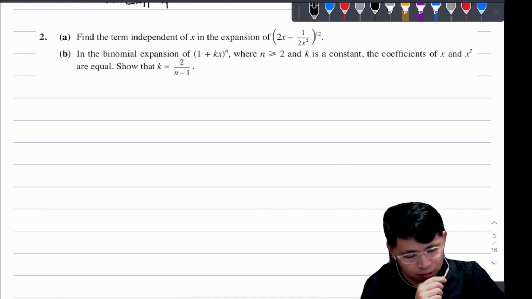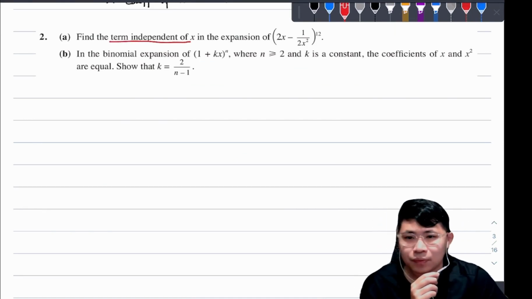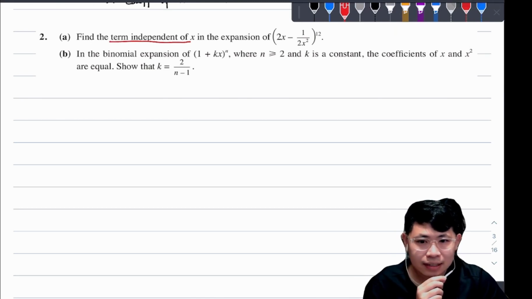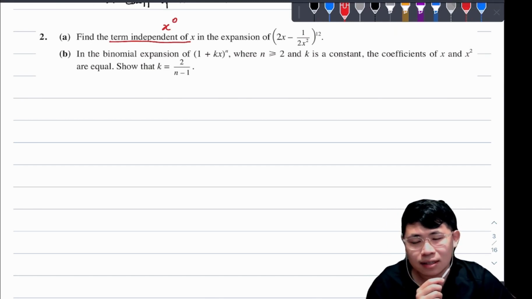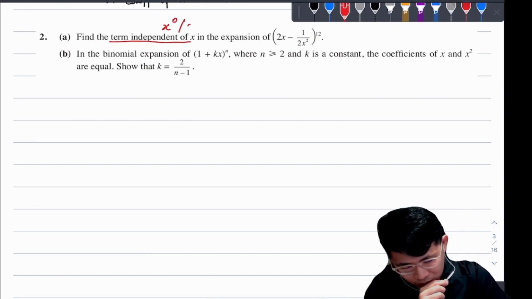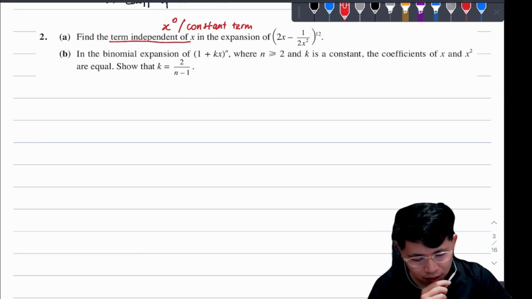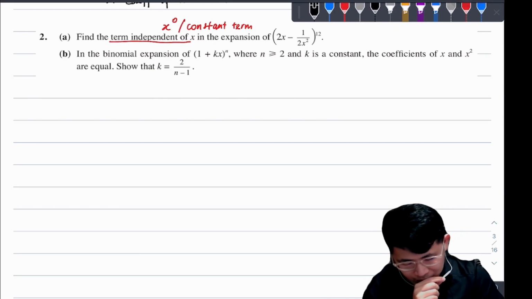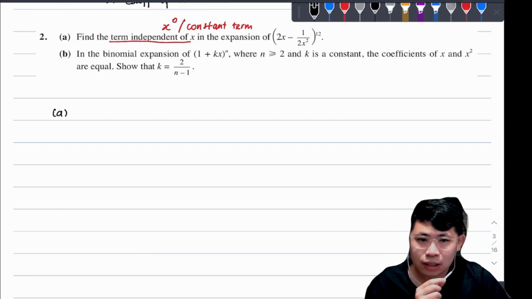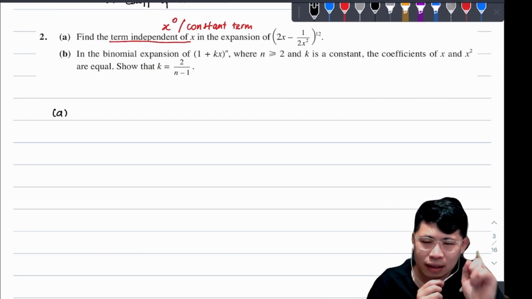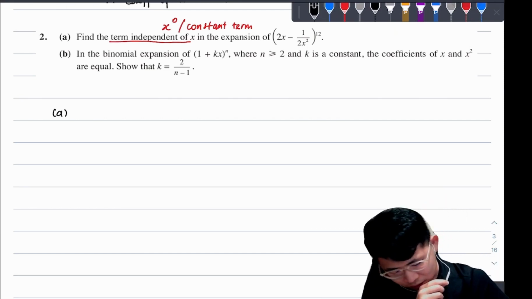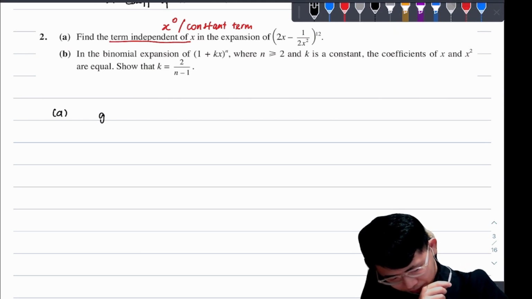So over here, we are looking for a specific term. And which is the term independent of x? It is the constant term, or the term where the power of x is 0. So this is the constant term in the expansion of this whole thing. So how do we do this? Now, instead of expanding one by one, what I will encourage you to do is to make use of the formula to find the general term. Just find one term.